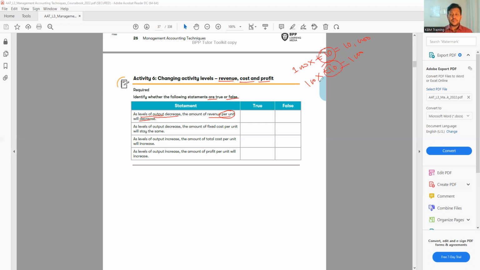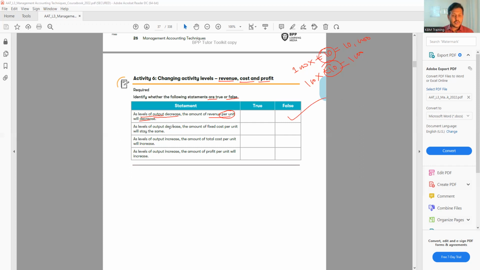So if I sell fewer units, it doesn't mean per unit will be decreased. For example, if I sell 1 pen for 10 pounds, that means if I sell 2 pens it is 20 pounds. So per unit 10 pounds is fixed. If I sell more units, I have a higher total, but per unit is not changing. So if I can sell more, it will be 10, 10, 10, 10, but the 10 will not be reduced. So it is false.